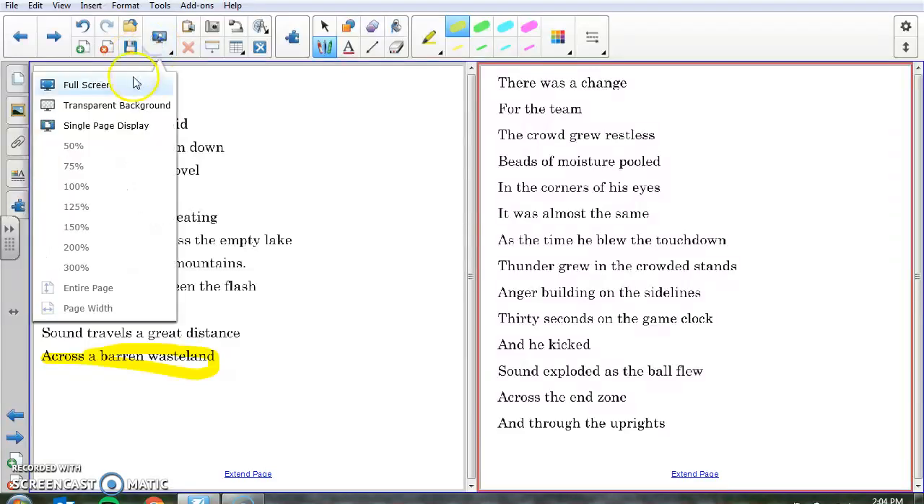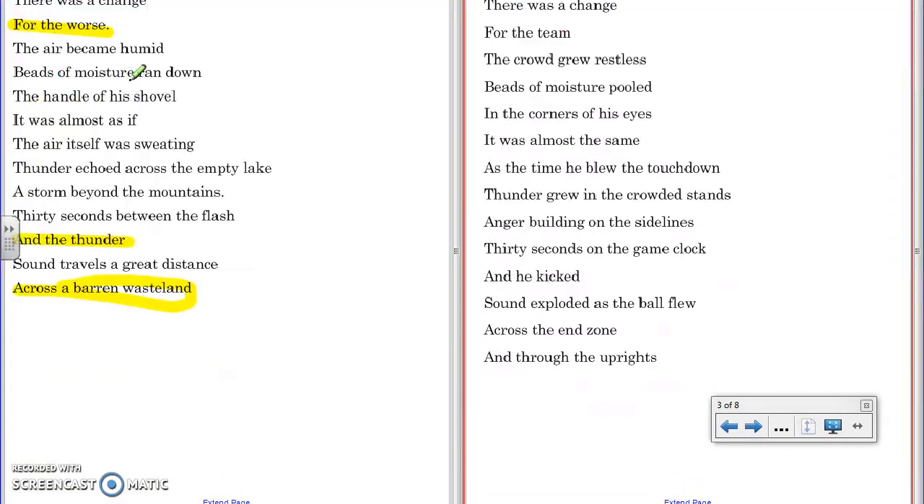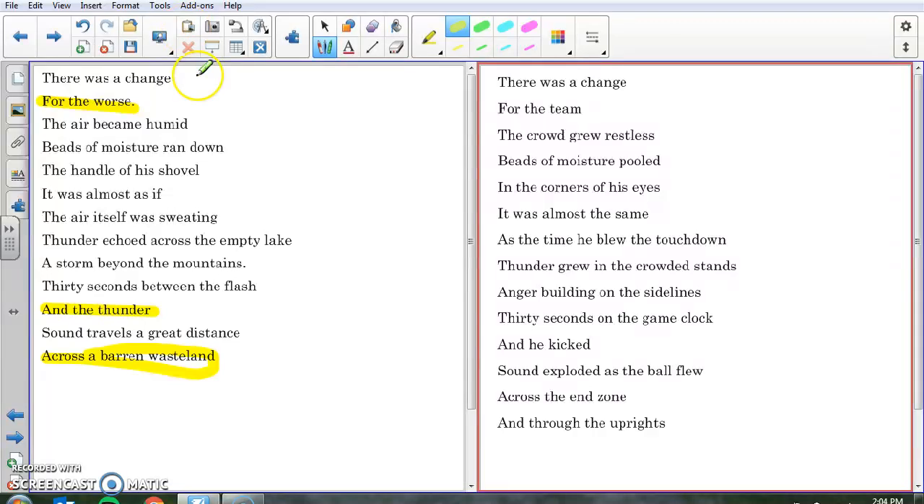The author has taken their poem, and they have created another one that had to do with a different subject. So you can see here the similarities.